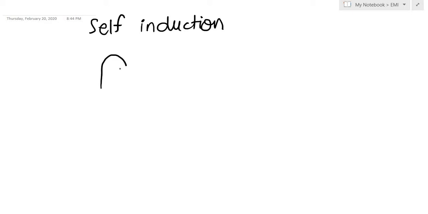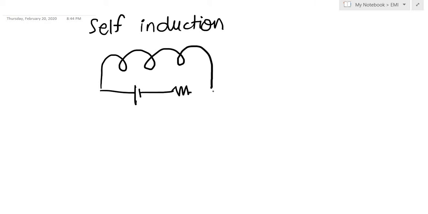So now let's move to what's called self-induction. So what you do is you again use a coil, say a similar coil that Faraday used, but instead of just having a resistance, you connect it to a DC battery. I repeat, it's a DC battery for now, and again you have the load.